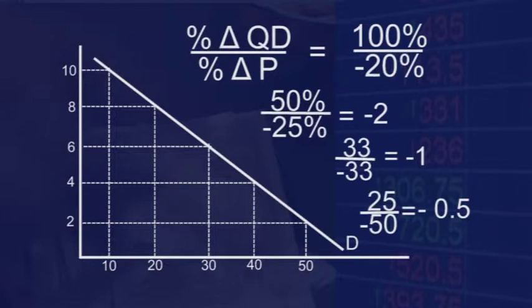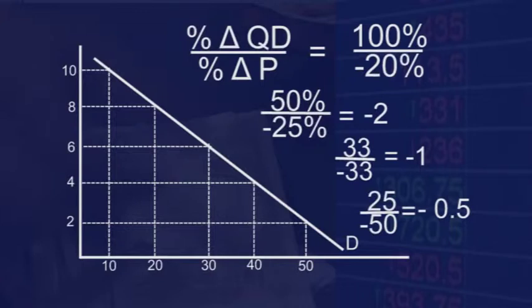Now let's just continue that and see where this takes us. Here we've got a fall in price from 6 to 4. That's a fall in price of a third, 33%. What's the change in quantity demanded that we get as a result? It's a third, 33%. What's the elasticity of demand? 33 over minus 33 is minus 1. For a 1% fall in price, we get a 1% increase in quantity demanded.